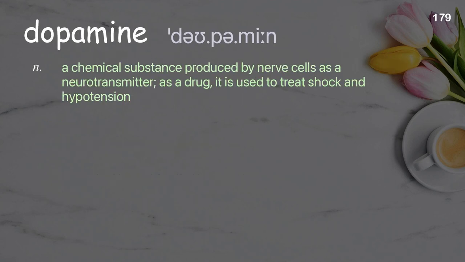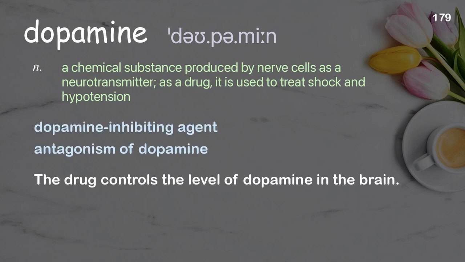Dopamine. A chemical substance produced by nerve cells as a neurotransmitter. As a drug, it is used to treat shock and hypotension. Examples: dopamine inhibiting agent, antagonism of dopamine. The drug controls the level of dopamine in the brain.